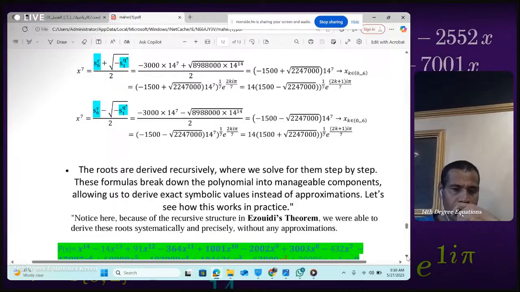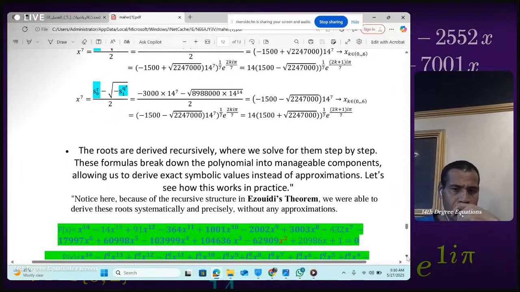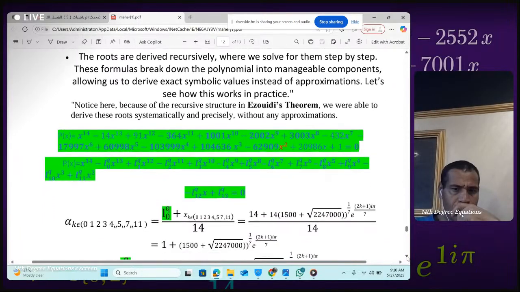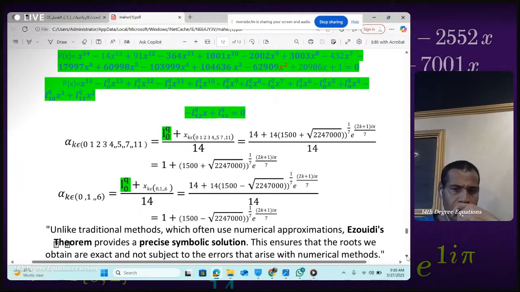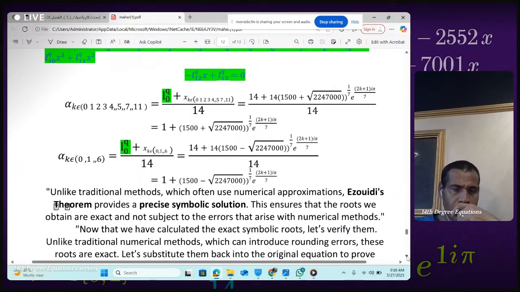And look at them, they involve radicals, the number 14, pi, i. They're definitely symbolic. Exactly. That's the key takeaway. These are exact symbolic solutions, not 1.234 plus or minus something tiny. They are the precise mathematical values, which is fundamentally different from what you'd get from, say, Newton's method. Absolutely. Numerical methods would give you decimal approximations of these values. This theorem, in this case, delivers the exact form.